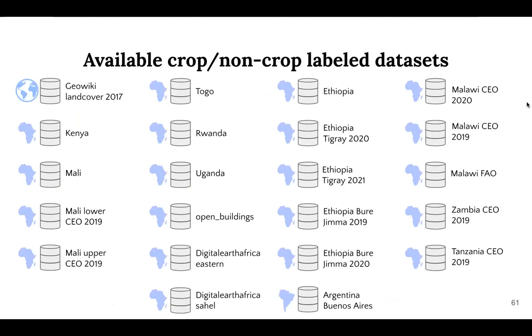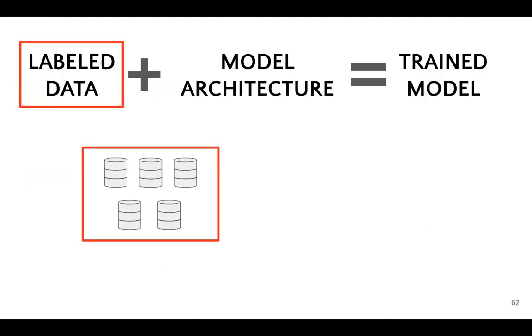In our repository, we currently have a whole bunch of these available labeled data sets. We have some that are global. Actually, the biggest one is global. It's GeoWiki Land Cover 2017, and there are a whole bunch from different countries in Africa. For example, there's one from Ethiopia, and we have one from Argentina over here. We can use all these different data sets for training. This whole process works because we're able to focus on a particular region, but still use data from other regions. So that's the labeled data. It's a collection of all these different labeled data sets.